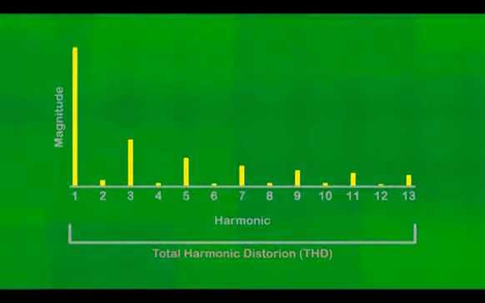A single quality, called total harmonic distortion, or THD, is used as a measure of the magnitude of the total distortion across the harmonic spectrum with respect to the fundamental frequency.